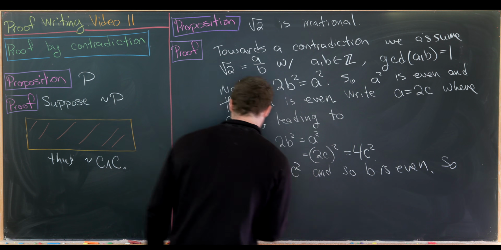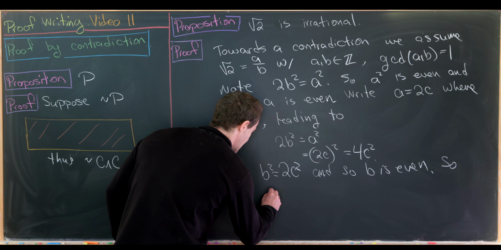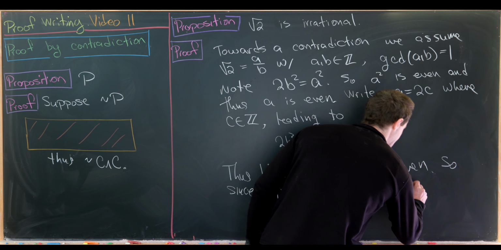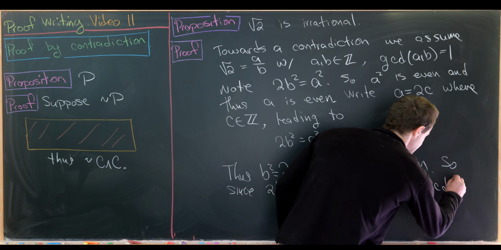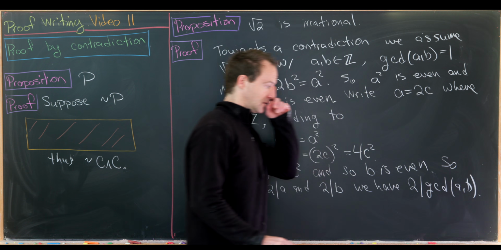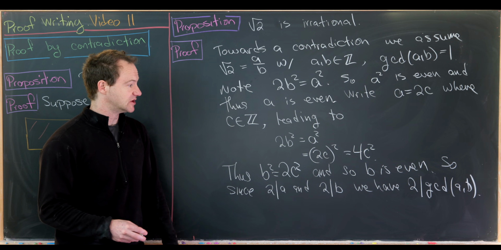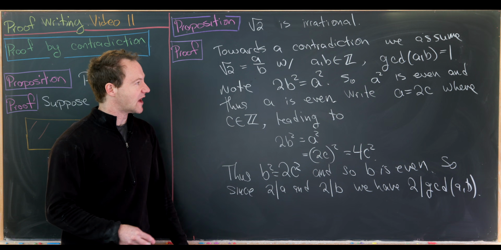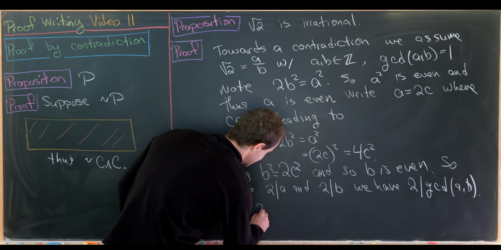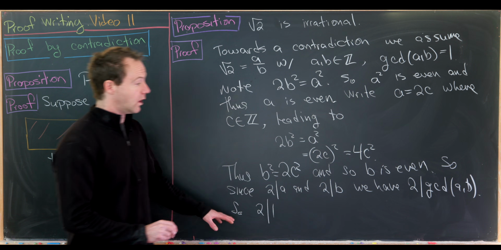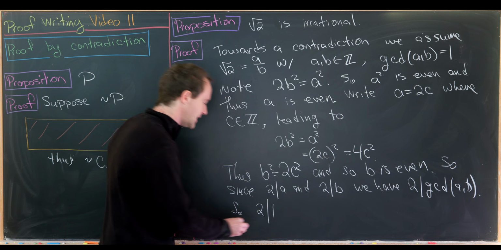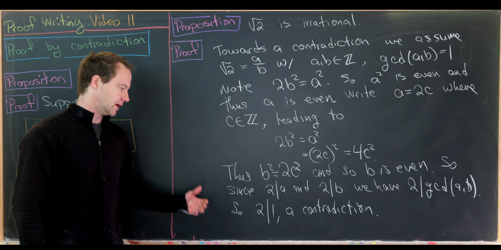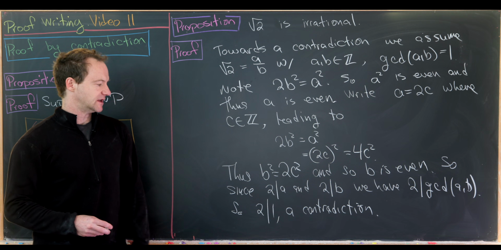So since 2 divides a and 2 divides b, we have 2 divides the GCD of a and b, right? So that's kind of the definition of the GCD. But let's recall that we started with the GCD of a and b is 1. So this ends with the statement 2 divides 1, because 1 is the GCD of a and b, but that's a contradiction. Because 2 clearly does not divide 1. 1 itself is not an even number.